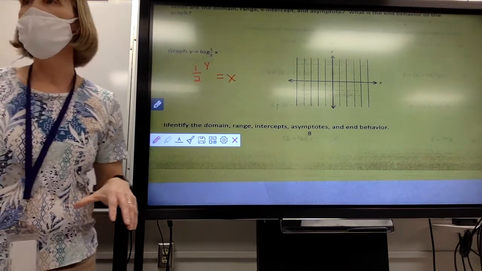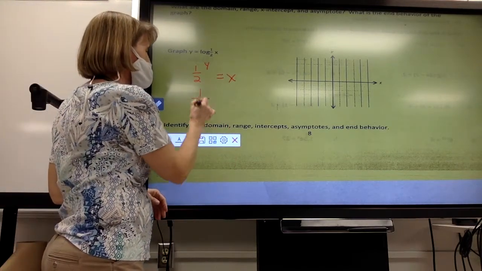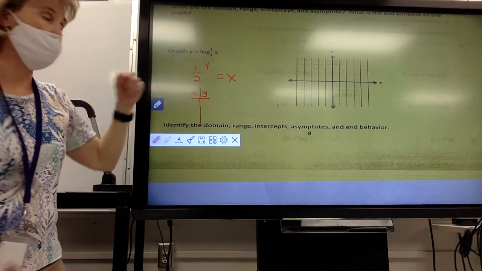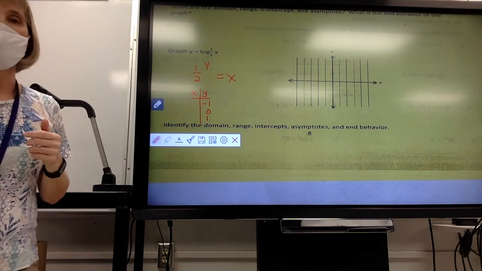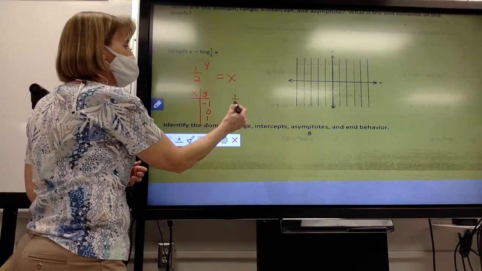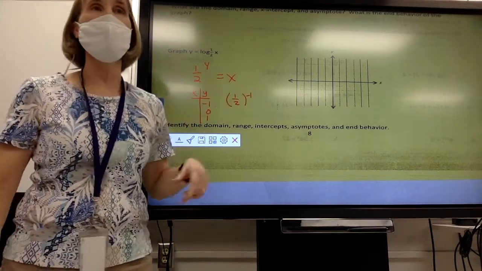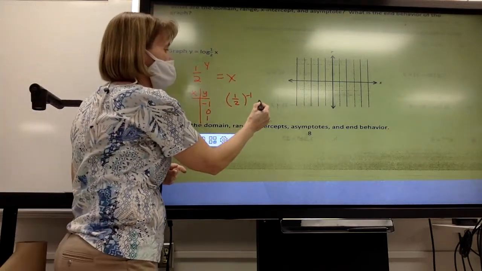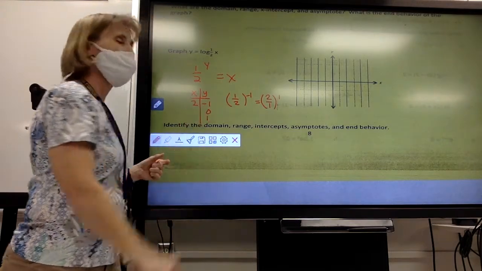So take it out of log form, write it in exponential form, and then make a table of values. This time it's the y that's in the exponent place. So I'm going to put the values -1, 0, and 1. And now I'm going to evaluate. So if I have 1/2 and I raise it to the negative first power, what does a negative exponent do to a fraction? It flips it over. So this is the same as 2/1 to the positive first power. 2 to the first is just 2.